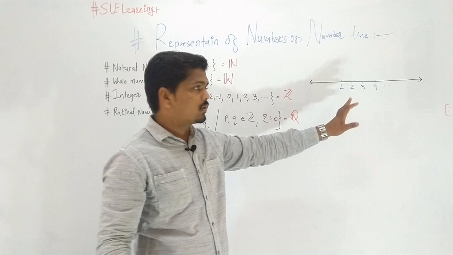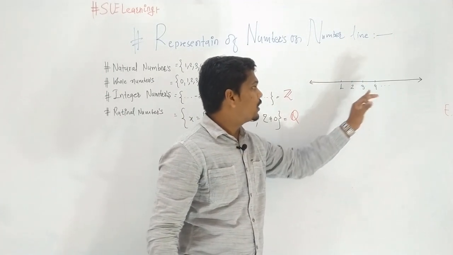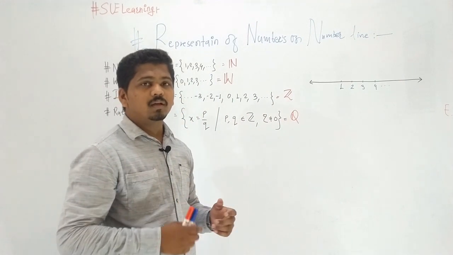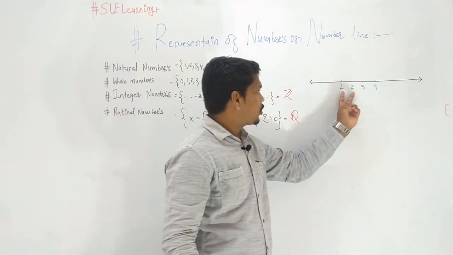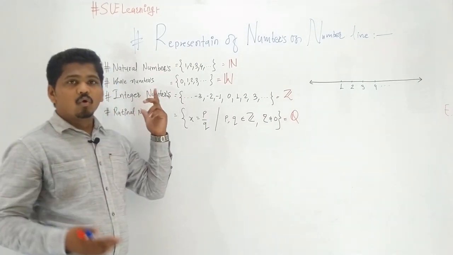Now, natural numbers obviously start from 1. That's why I have written 1 here, then 2, 3, 4. Between each two numbers there is the same distance. This is an important thing. Fine. Now we will go to the next set. It is our whole number set.